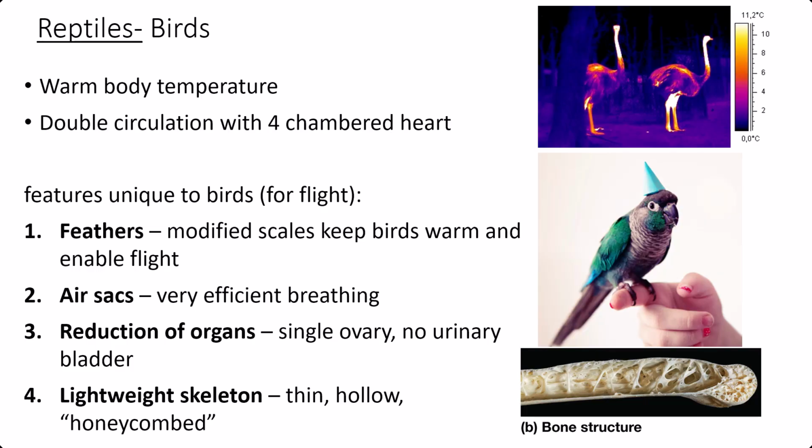And then birds have some unique characteristics that allow them to fly. They have feathers, which evolutionarily are modified scales. They also have air sacs for very efficient breathing. They often have reduction of organs, like they have a single ovary, and they don't have a urinary bladder. And they have a lightweight skeleton. Oftentimes it's described as hollow, but it's not hollow like a straw. It's more of this honeycomb structure here. So they have more lightweight skeletons.